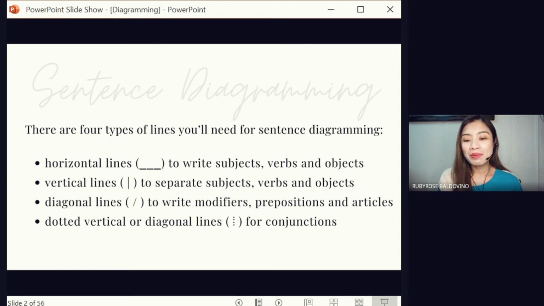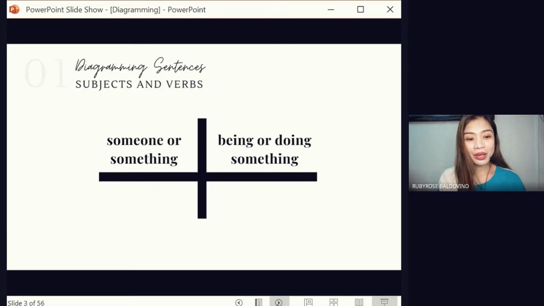So I hope you're ready because it's time to start diagramming sentences. We'll start from the very beginning, so don't worry. I'll help you learn everything you need to know. I got you. So here we go. Let's start with the very basic.